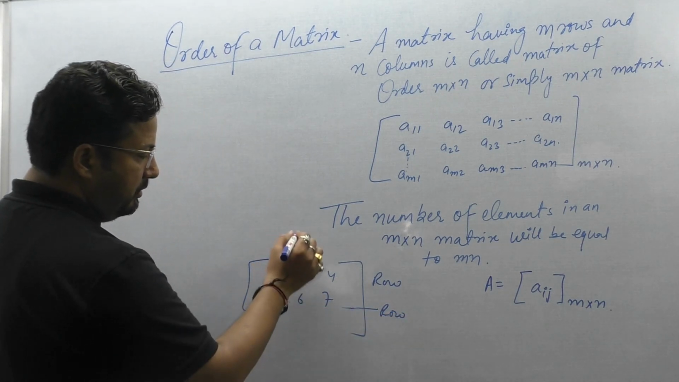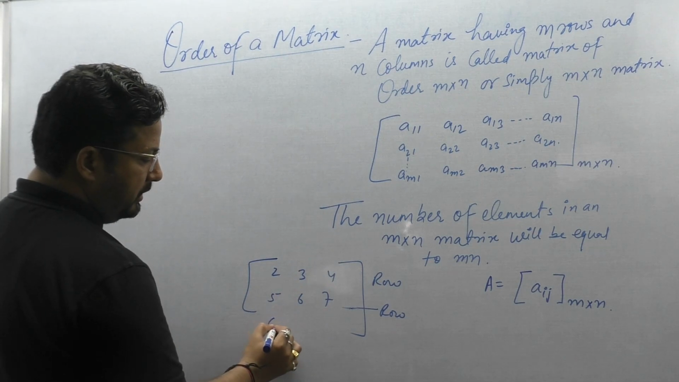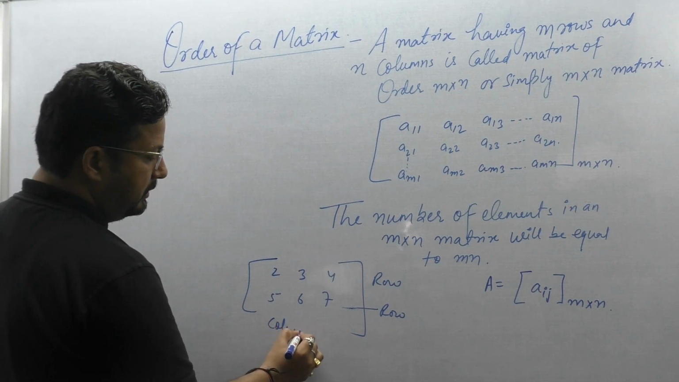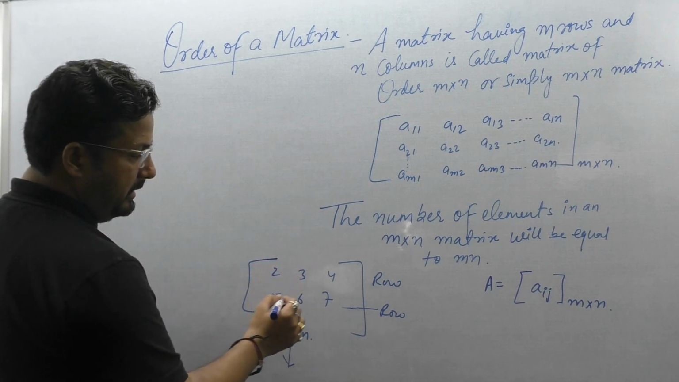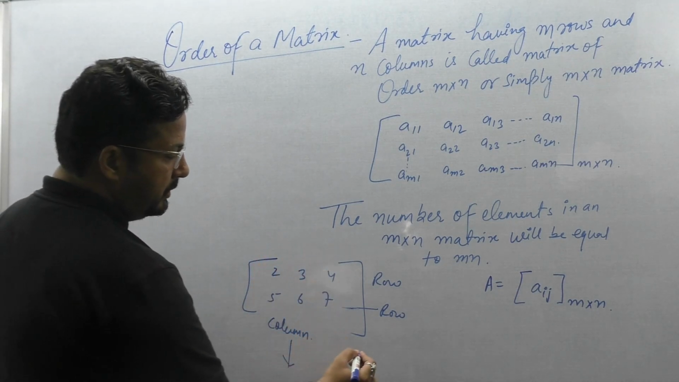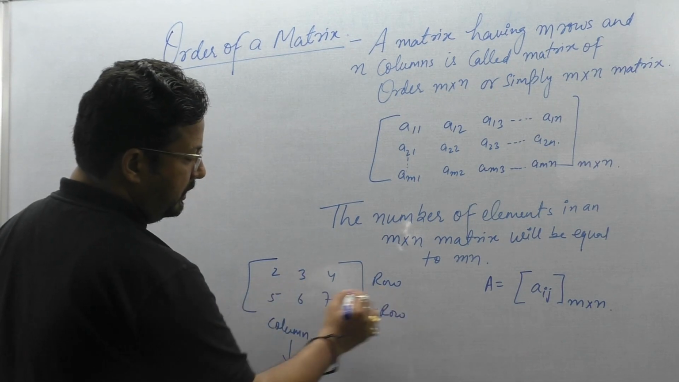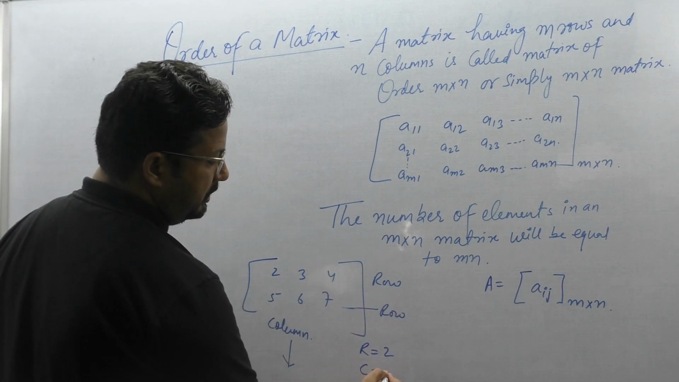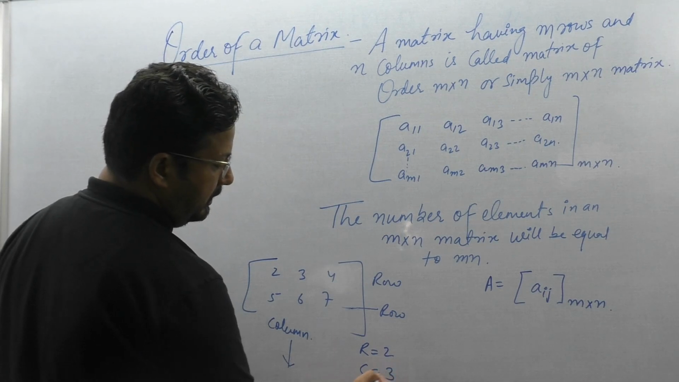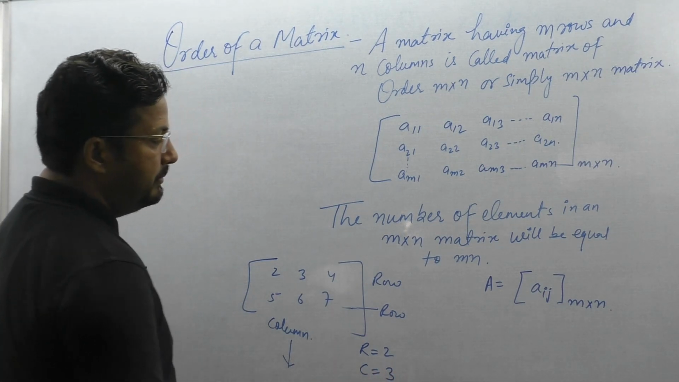In the same way, if we go vertically, we call them columns. Columns means vertical lines, like 1, 2, 3. So if we talk about this, 1 row, 2 rows, how many rows are there? 2 rows are there. And how many columns are there? 3 columns are there. All right. So we have already studied this.